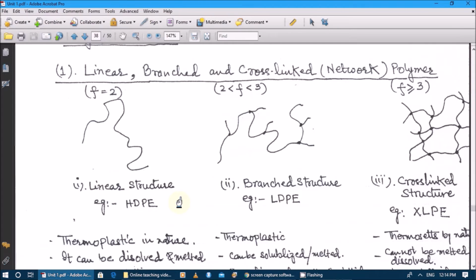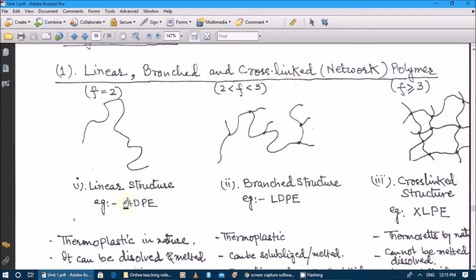We may have three types of polymer structure: linear, branch and cross-link. The linear structure is obtained when the functionality of the reacting monomer or reactant is equal to 2. So we'll get the linear structure. If the functionality of the reactant or the monomer is in the range of 2 to 3, we will obtain the branch structure. And if the functionality of the reacting monomer is more than 3, then we will obtain cross-link structure.